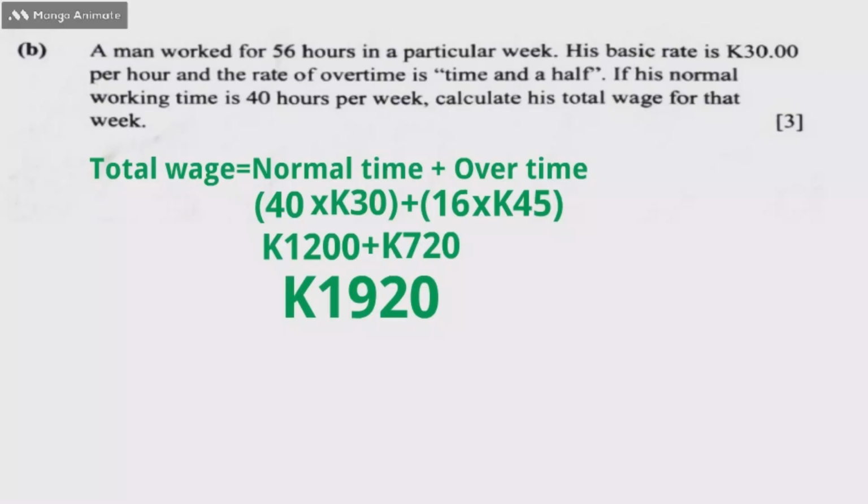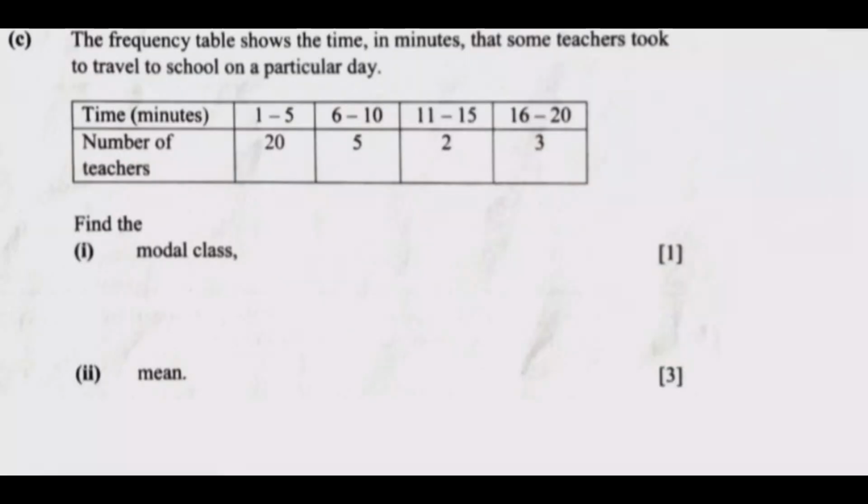Question 8c is as follows. The frequency table shows the time in minutes that some teachers took to travel to school on a particular day. We start the table with time in minutes, then number of teachers. Teachers that took 1 to 5 minutes were 20. Teachers that took 6 to 10 minutes were 5. 11 to 15 minutes were 2. 16 to 20 minutes were 3.